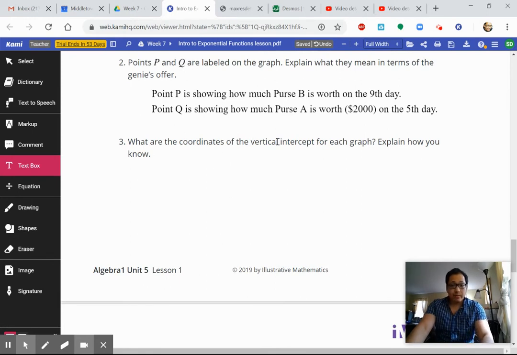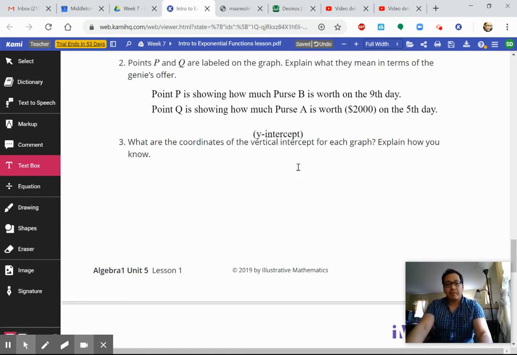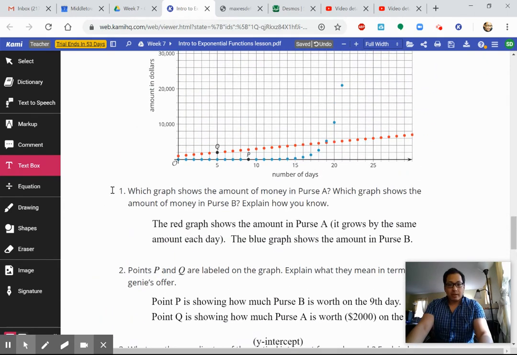Okay, what are the coordinates of the vertical intercept? That's the same thing as the y-intercept. Sometimes people will say vertical, sometimes people will say y. What are the coordinates of the y-intercept for each graph? Explain how you know. Well, let's look at these graphs here. What is the y-intercept of the blue graph or the red graph?